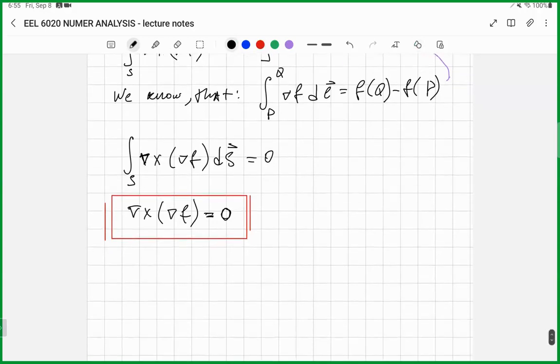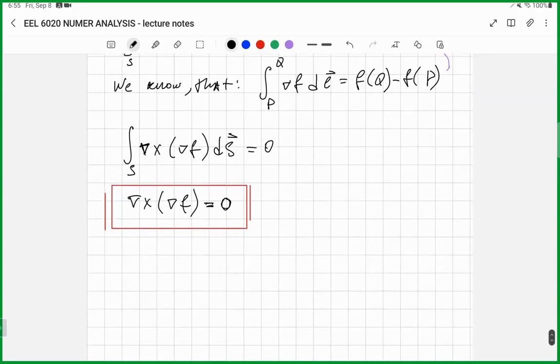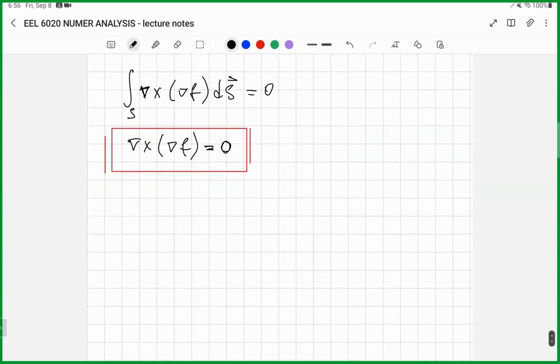This is interesting because it says that the curl of any gradient is always equal to 0. So a gradient doesn't have a curl. A gradient field can't have vortices. It is a curl-free field. This is quite interesting and important.